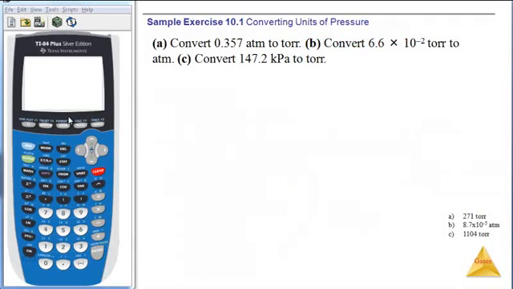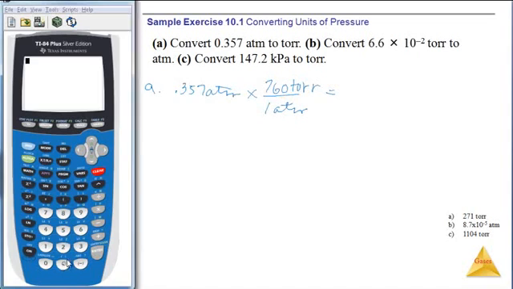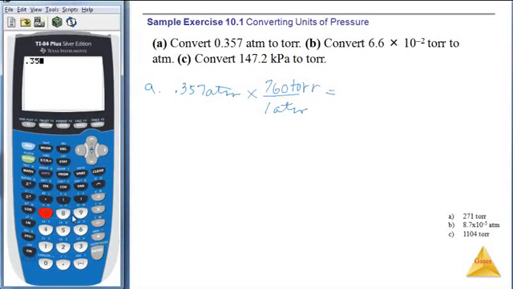Alright, so let's do a little bit of conversion. A is convert 0.357 atmospheres to torr. So if I have 0.357 atmospheres, what I know is 1 atmosphere is 760 torr. If I punch that into my calculator, 0.357 times 760, should have 3 sig figs in my answer, and I get 271 torr.